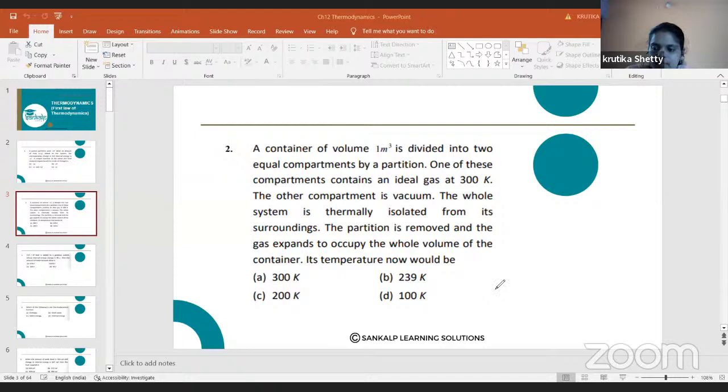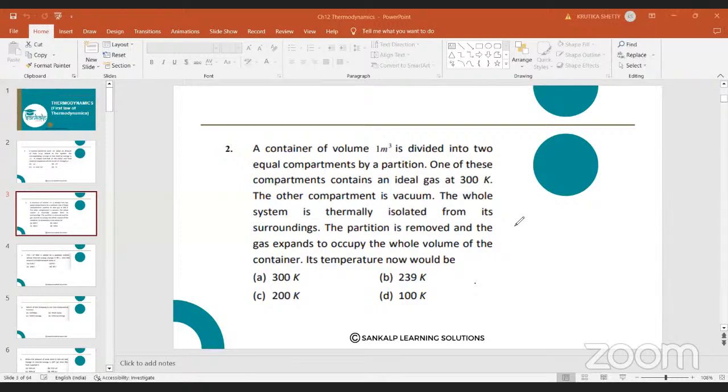Okay, so first, according to the question, try to draw the diagram. Option C, ma'am. Option C, 200 K. So is it coming 200 or 300? 300, ma'am. Yes, it will come 300. So see here, when the partition is removed, the gas is expanding freely.